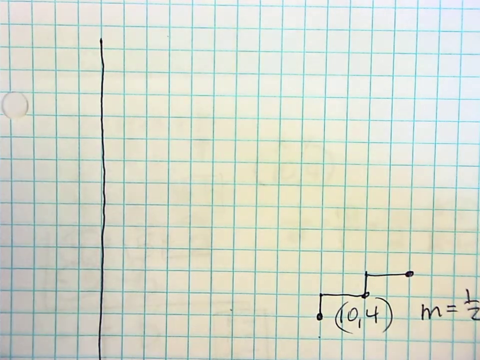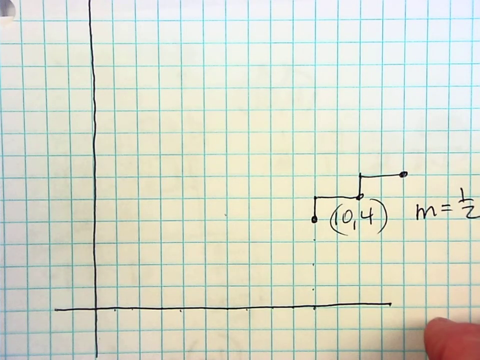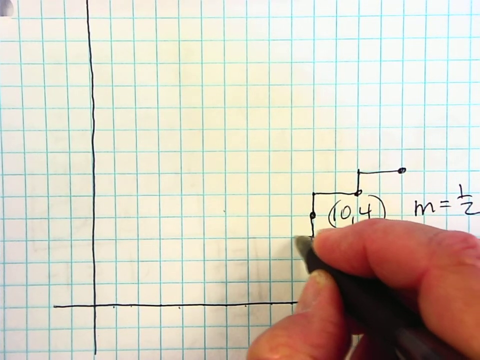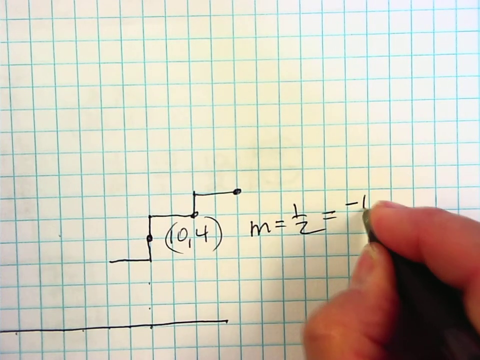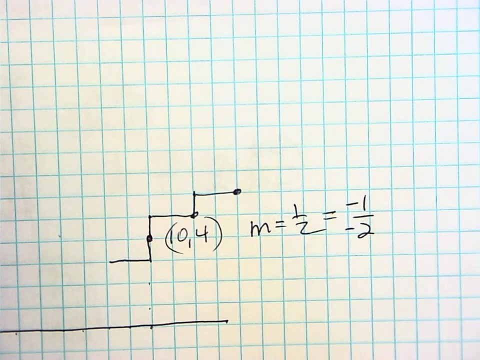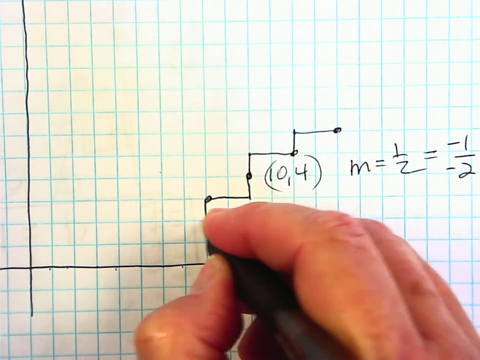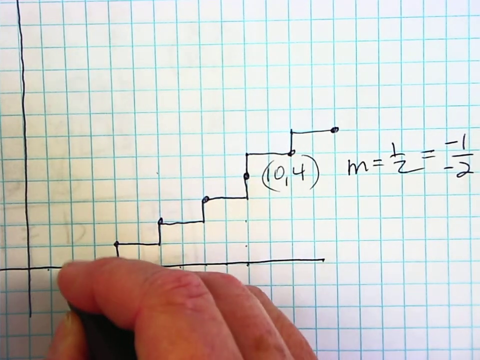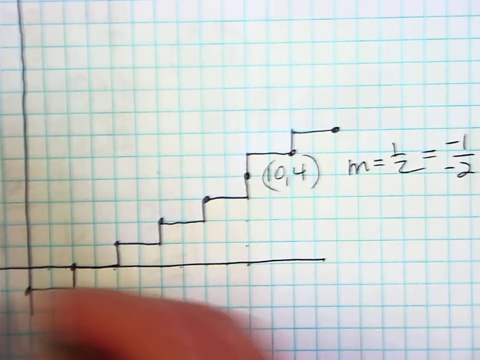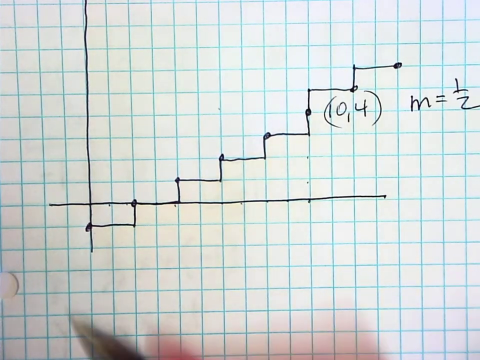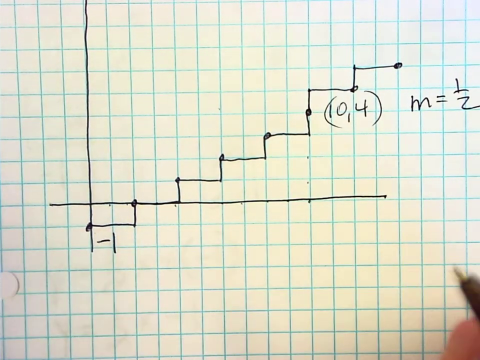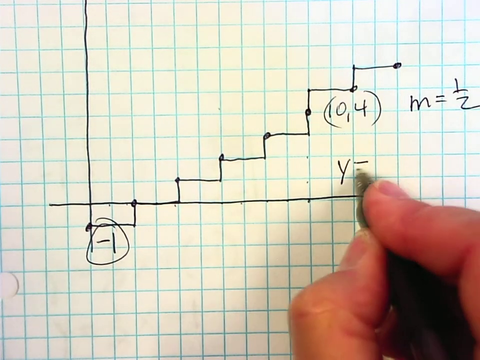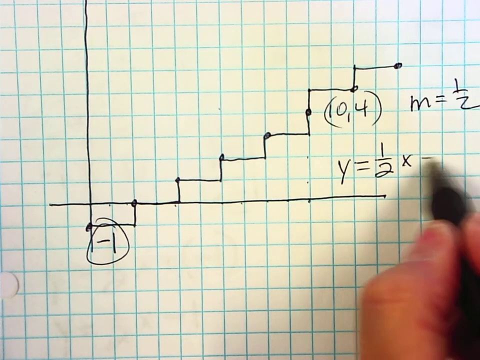But I actually want to know what my y-intercept is, so I need this graph to go the other way. So I can go -1 and -2, and that still equals 1/2. -1, -2, -1, -2, -1, -2. That gives me clear over to the y-axis, and check it out. This is -1, isn't it? So that's my y-intercept. So my slope is 1/2 and my y-intercept is -1.